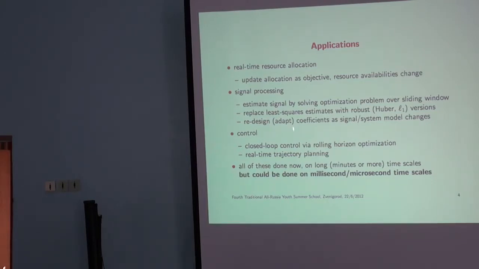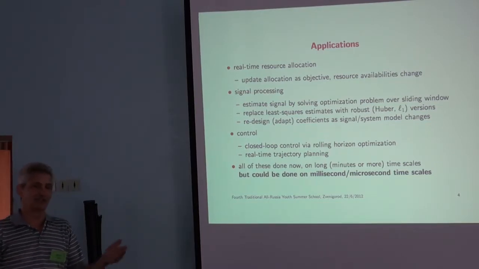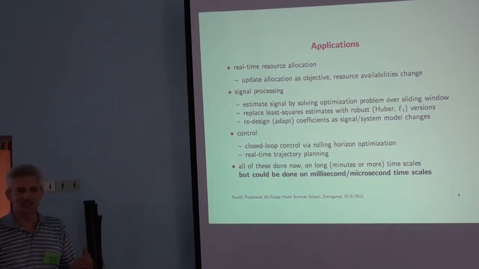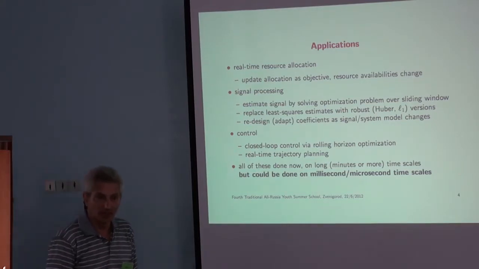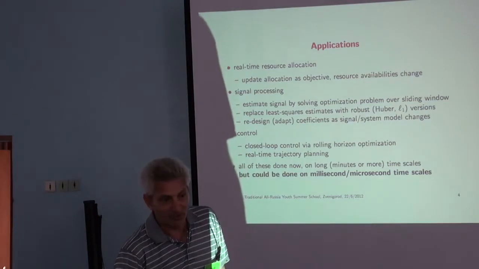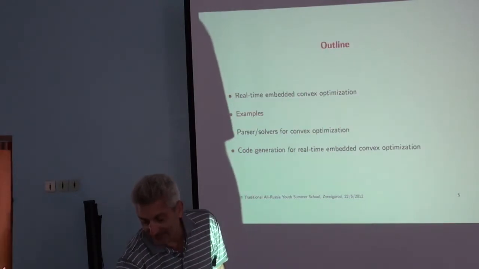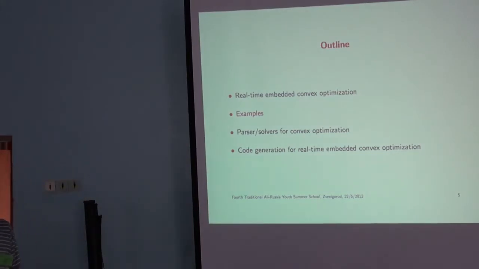So, all of these things are done now, every single one. But they're done on a long time scale, like minutes, or if anything, seconds, but even that, it's not really done. So it's seconds, minutes, hours, this kind of thing. But the point is, they could be done on a millisecond or microsecond time scale. And I think this is unbelievably important for control. I think the implications of this are very profound. I mean, I know I've had to rethink myself.